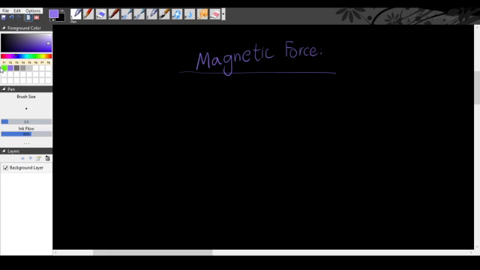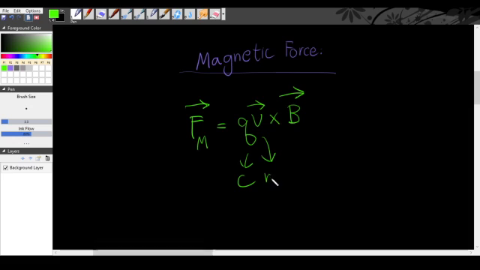So, for a point charge, the formula for the magnetic force is the force is equal to the cross product between the charge times the velocity and the magnetic field. And this is in coulombs, this is in meters per second, and this is in Teslas. And this is obviously in newtons.